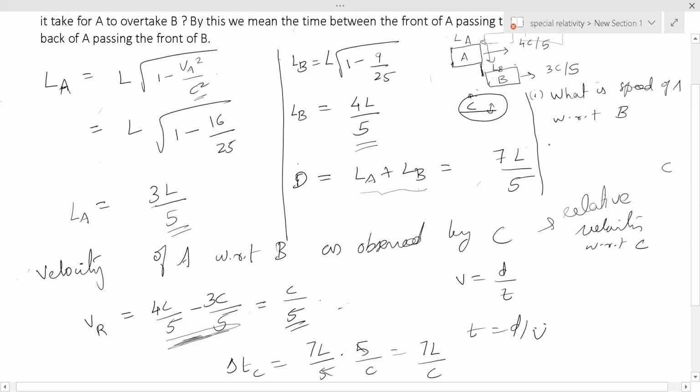That would be 4c by 5 minus 3c by 5 divided by 1 minus 12c square by 25c square, so the VA VB by c square. So you will have to use this VA VB by c square. You have to use this.